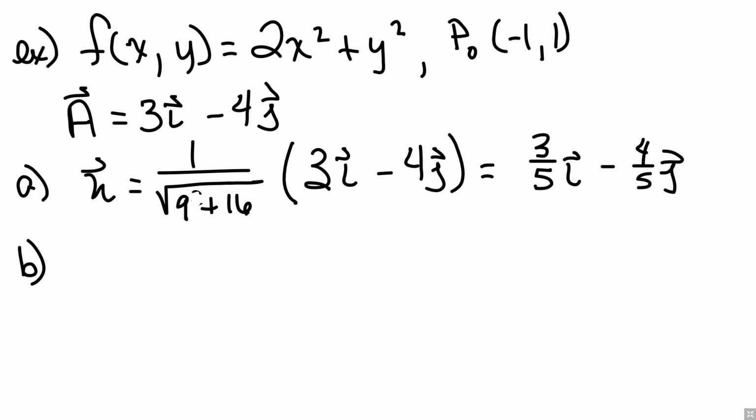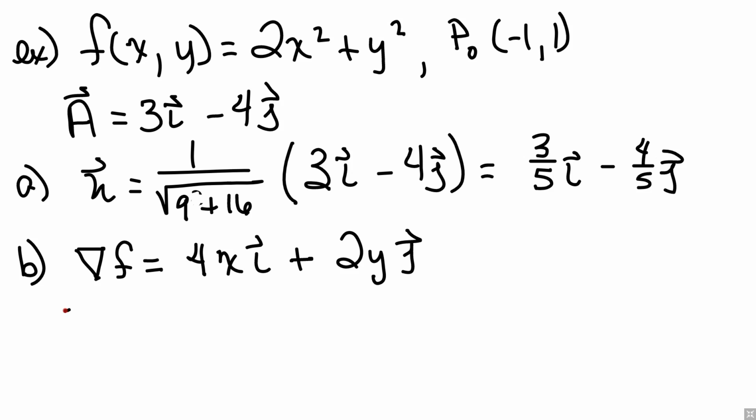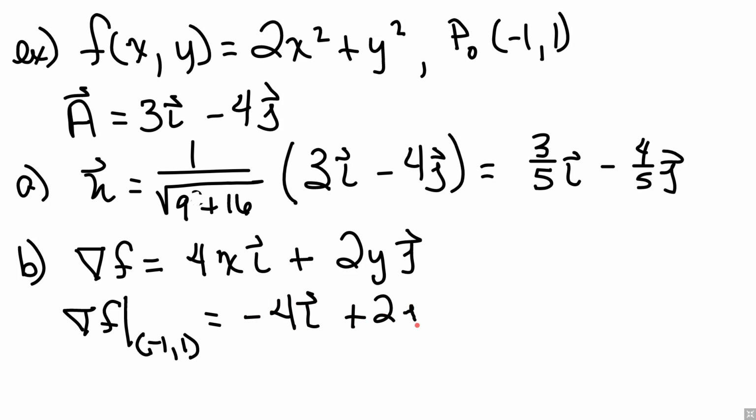Part B, we want to find the gradient of f at p sub 0. So what we're going to do first is to find the gradient of f. So if I do the gradient of f, I'm going to do the partial of f with respect to x, and we should get 4x in the i direction, plus, then we're going to do the partial of f with respect to y, which is going to be 2y in the j direction. So now, what we want to do is evaluate at the point negative 1, 1. So if I do that, I get negative 4 in the i direction plus 2 in the j direction.